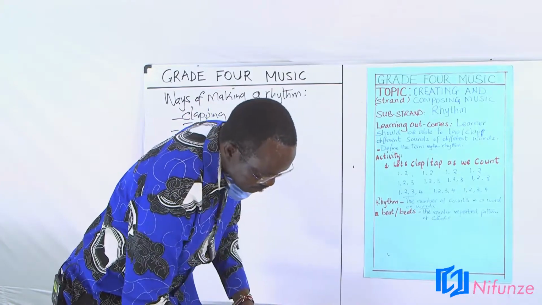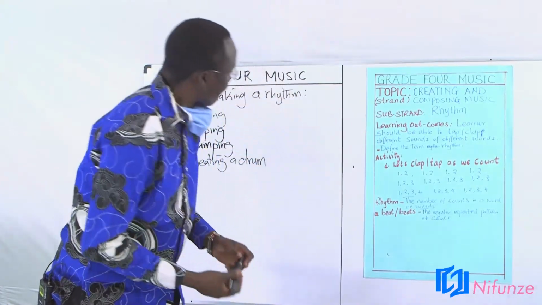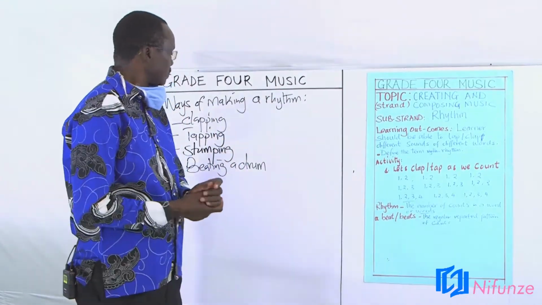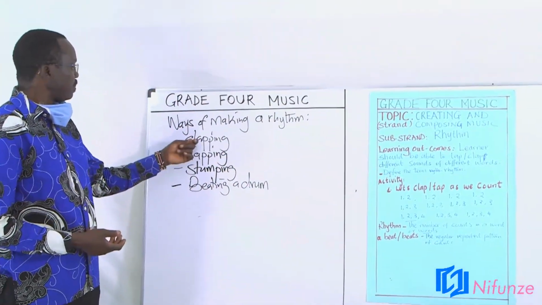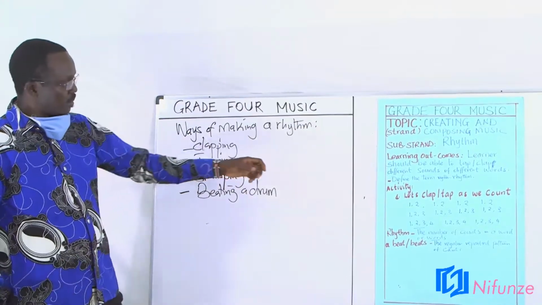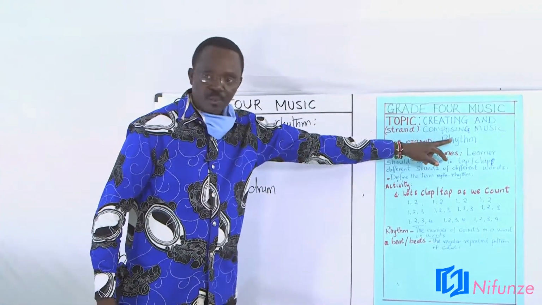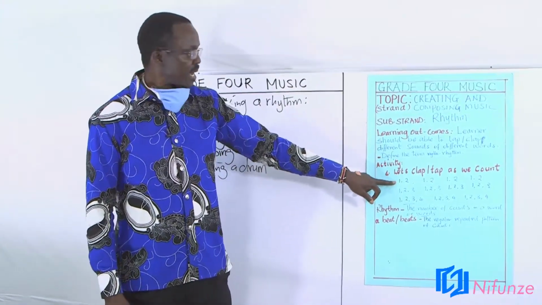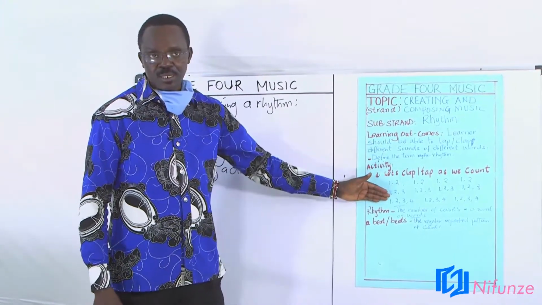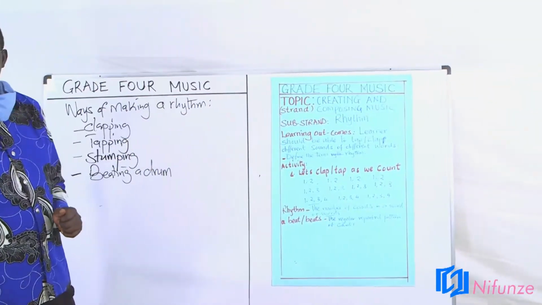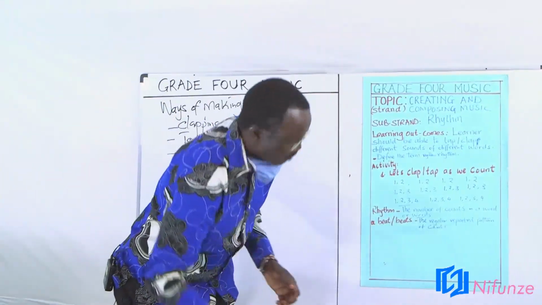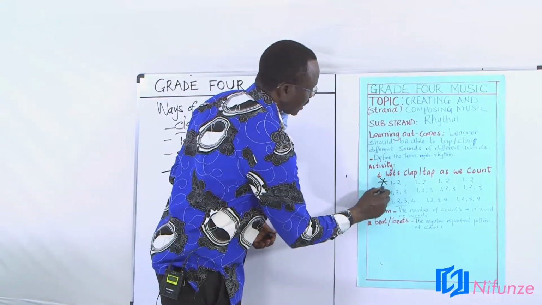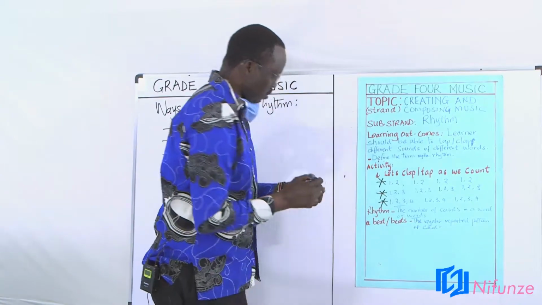Having said that, I want us now to do an activity, all of us together. How do we clap or tap to create a rhythm? We can clap by counting numerical numbers as shown in my chart. The first one is this one, the second one, the third one. We're going to go over them together.